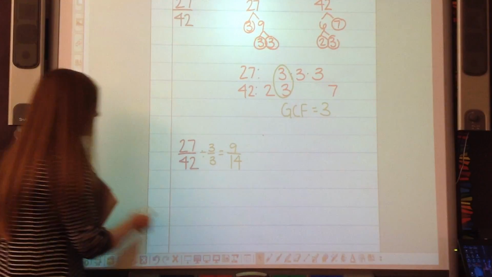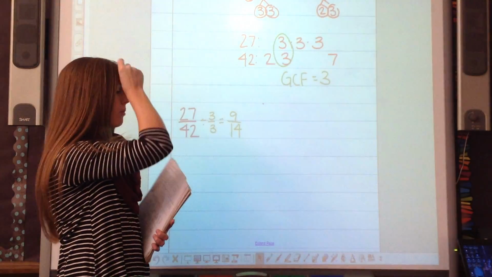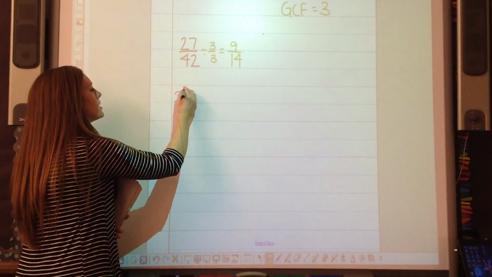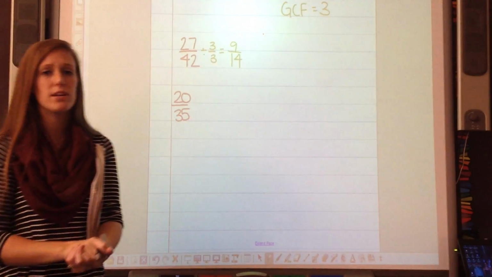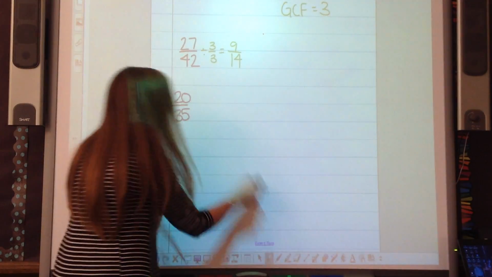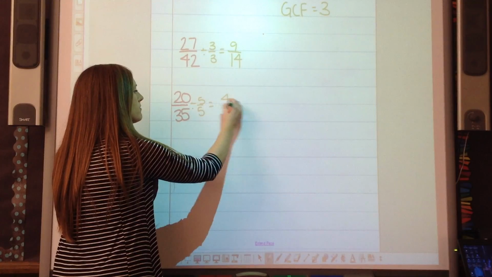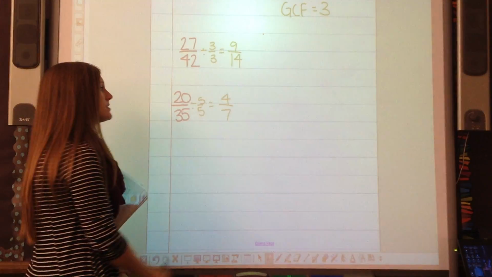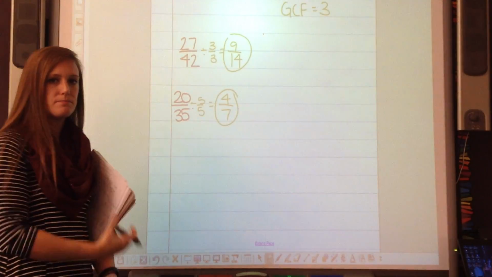Okay, so let me make a point here. You do not have to find the greatest common factor on your homework. Let's say you get a fraction such as 20 over 35. If you see that the greatest common factor is 5, you don't have to show all that work. I'm just going to divide these numerators and this denominator by 5. And I see that 4 and 7 have nothing else in common. I can't divide it by anything. So this is my answer, 4 over 7.